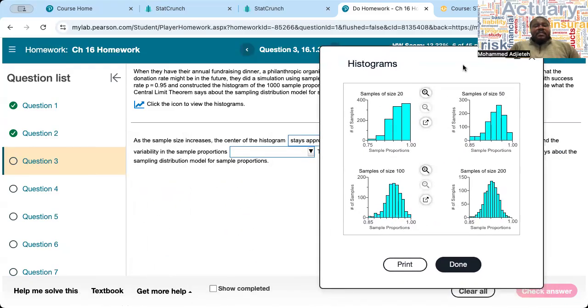And then the variability in the sample proportion. What happens to the variability? Does it increase, decrease, or stay the same? Why do you think it decreases? Yeah. So you can see the variability decreases. Can we see that? Okay.